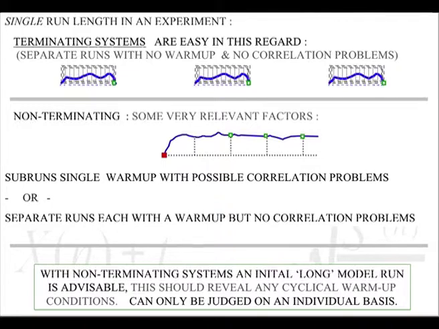So, to summarise, a single run length in an experiment. Terminating systems are easy in this regard: separate runs with no warm-up and no correlation problems. Non-terminating, some very relevant factors: subruns, single warm-up with possible correlation problems, or separate runs, each with a warm-up but no correlation problems. With non-terminating systems, an initial long warm-up model run is advisable. This should reveal any cyclical warm-up conditions. It can only be judged on an individual basis.